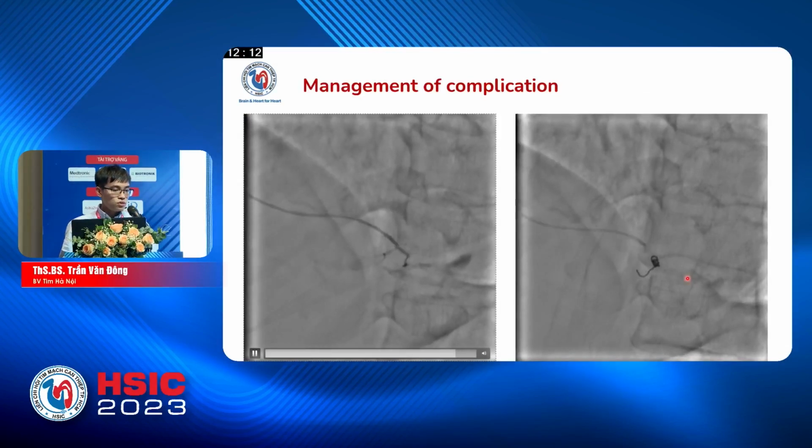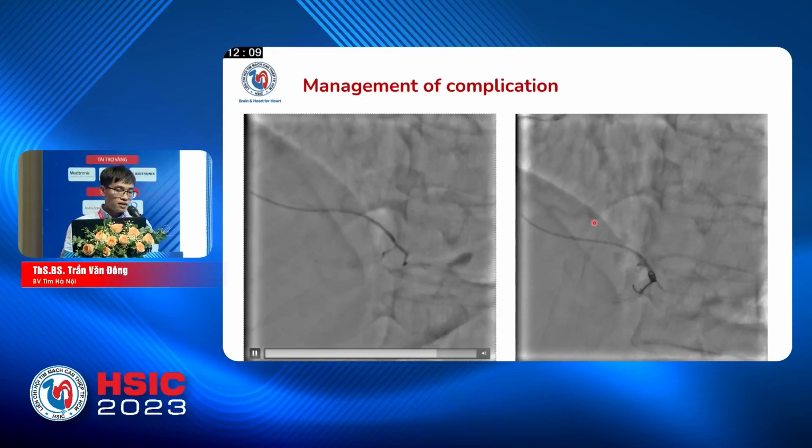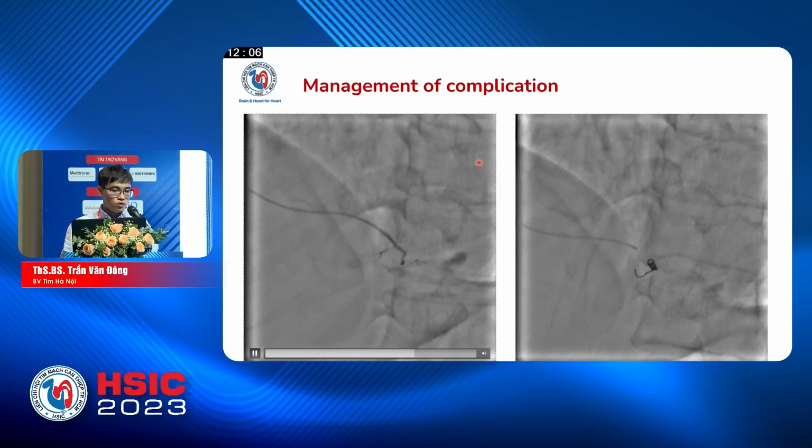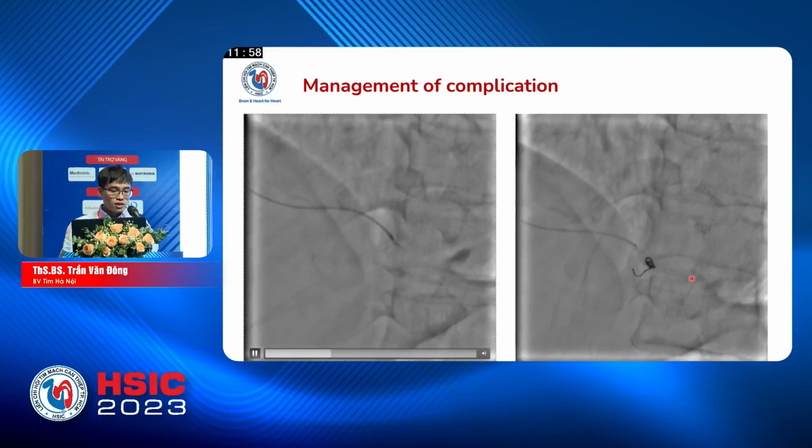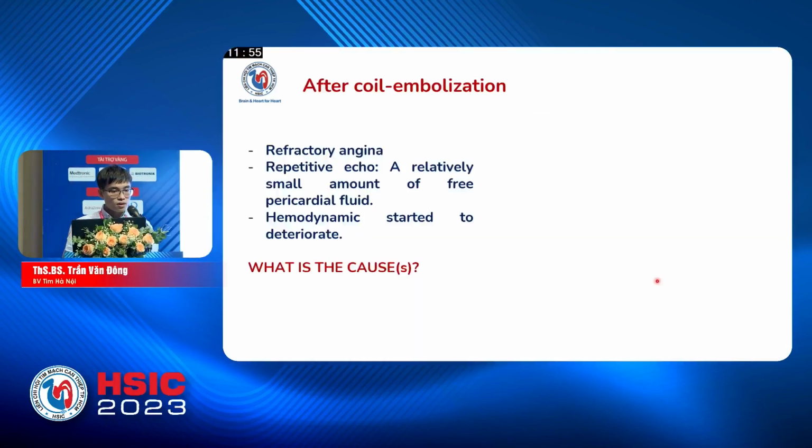So we tried to embolize the distal part of the RCA using a coil. The first coil failed, but after the second coil deployment, the perforated point was totally occluded. And we followed up the patient again, and the second time the patient developed refractory angina. On repetitive echo, we found a relatively small amount of free pericardial fluid. And this time is different from the first time, in that hemodynamics started to deteriorate.